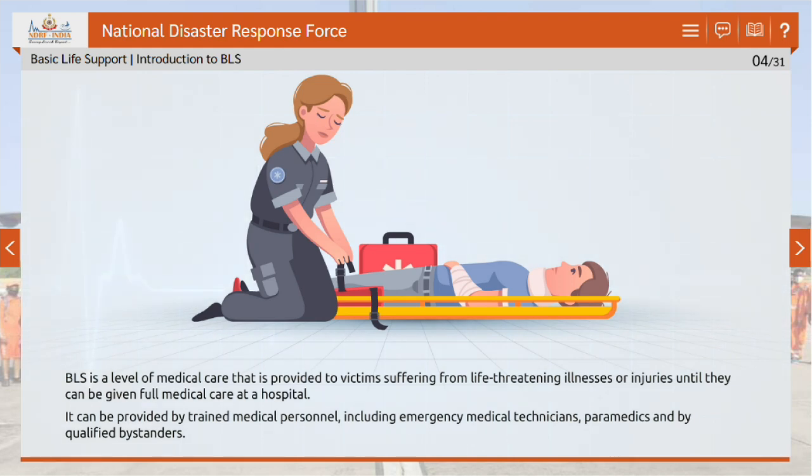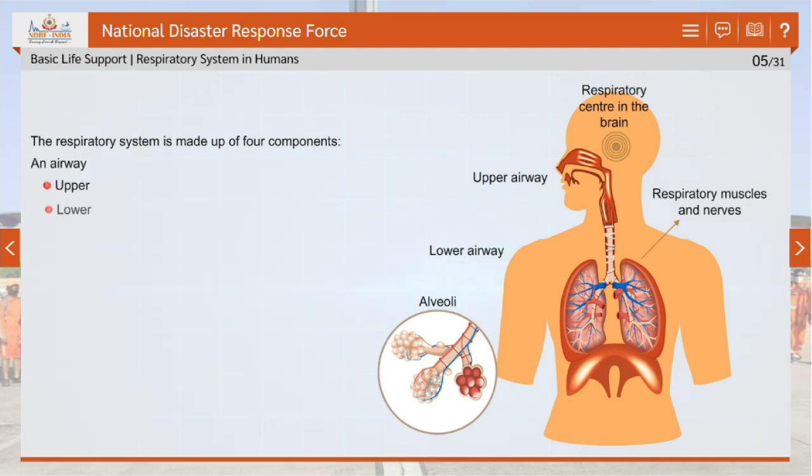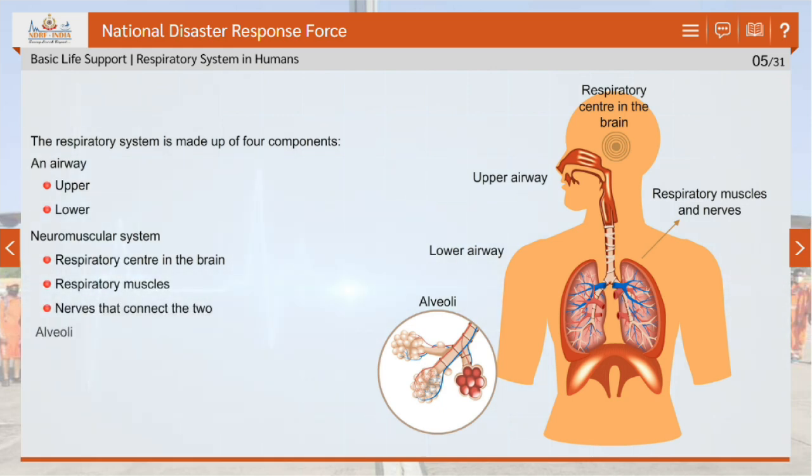Let us next understand the respiratory system in humans. The respiratory system in humans is made up of 4 components. They are an airway, upper and lower, a neuromuscular system, which includes the respiratory center in the brain, respiratory muscles and the nerves that connect the two, and alveoli, which are tiny air sacs surrounded by capillaries and arteries, capillaries and veins.